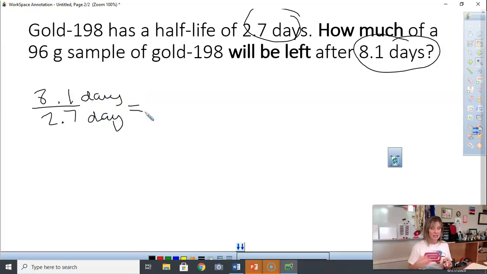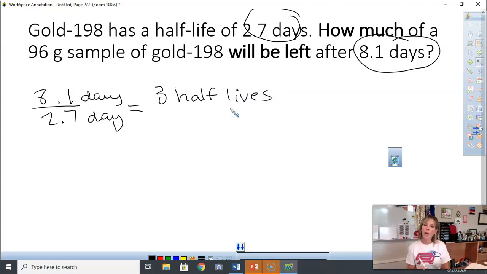Okay, that is going to tell me how many times it decays. It decays every 2.7 days, and the total amount of time that we have is 8.1 days. So 8.1 divided by, I'm sorry, 2.7 is 3. So this thing is going to decay 3 times. It has 3 half-lives.